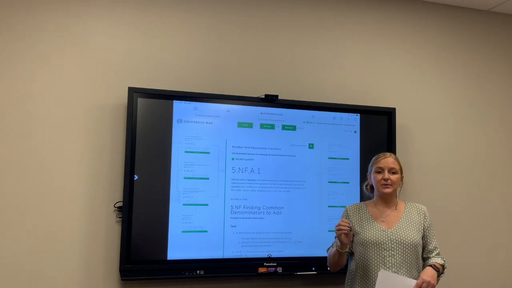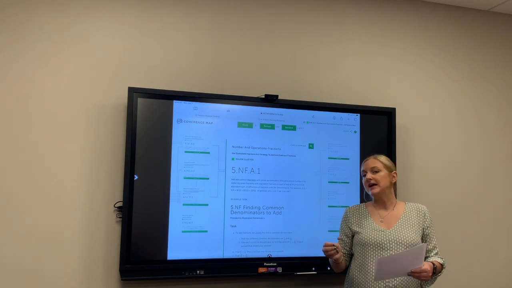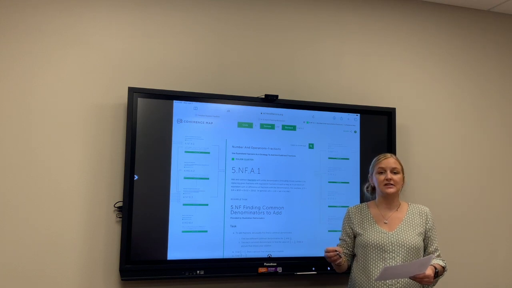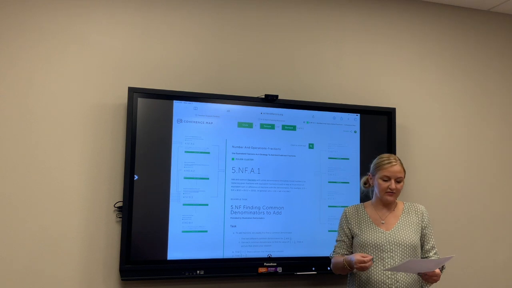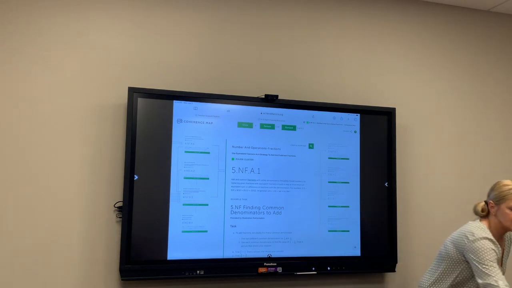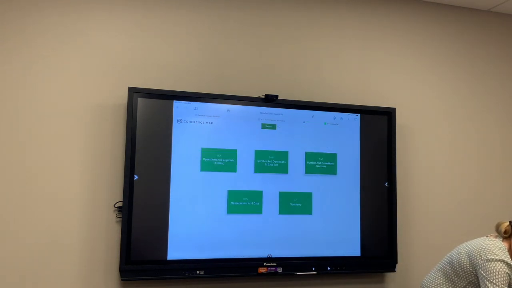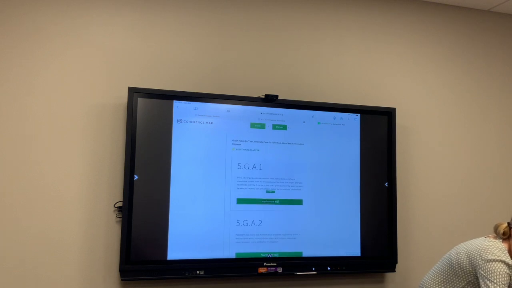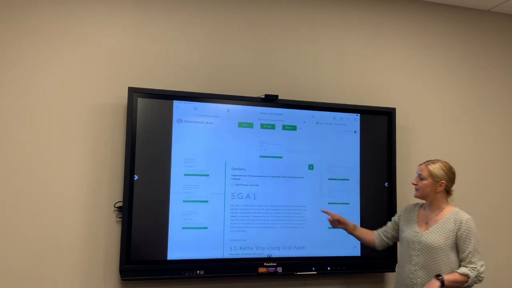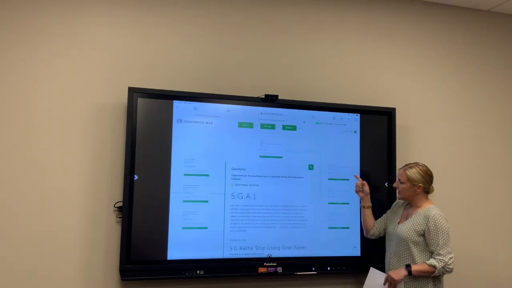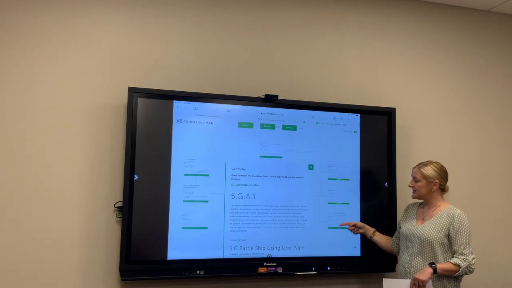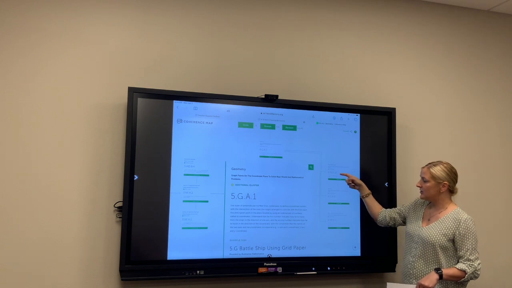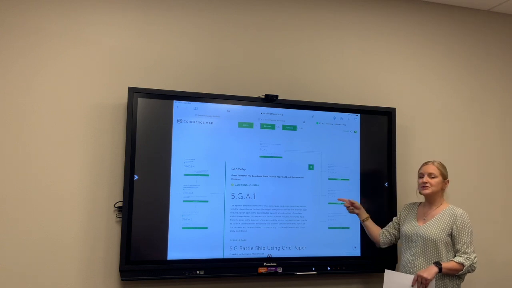Just keep in mind the geometry domain is an additional domain. It is not major work of 5th grade, but we want to focus our efforts because, as we can see here, if I go into geometry and map the standard for 5.G.A.1, it does heavily connect to 6th grade standards, including major work and supporting work.